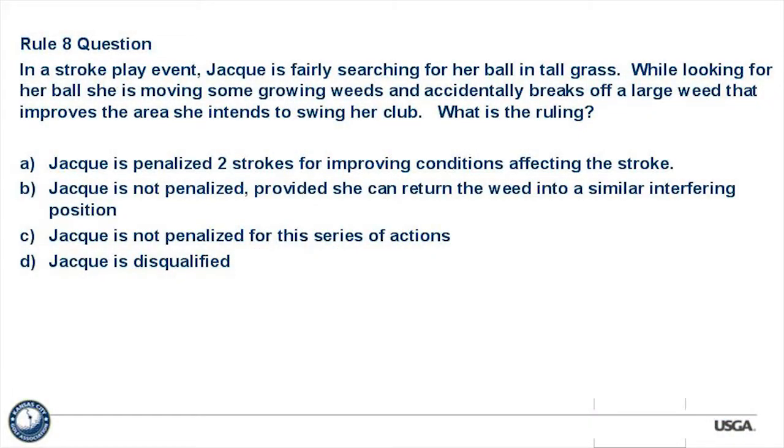All right, I've got a question for you. In a stroke play event, Jackie is fairly searching for her ball in some tall grass. While looking for her ball, she is moving some growing reeds and accidentally breaks off a large weed that improves the area that she intends to swing her club. What is the ruling? Hopefully we know what this is now. Is she penalized?